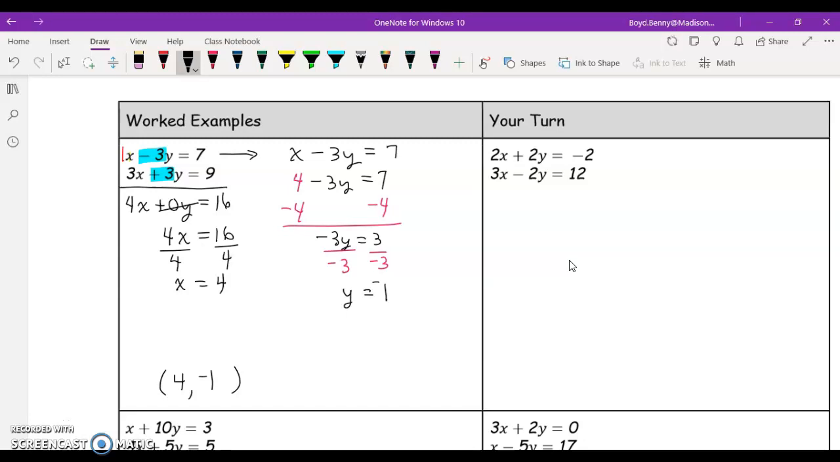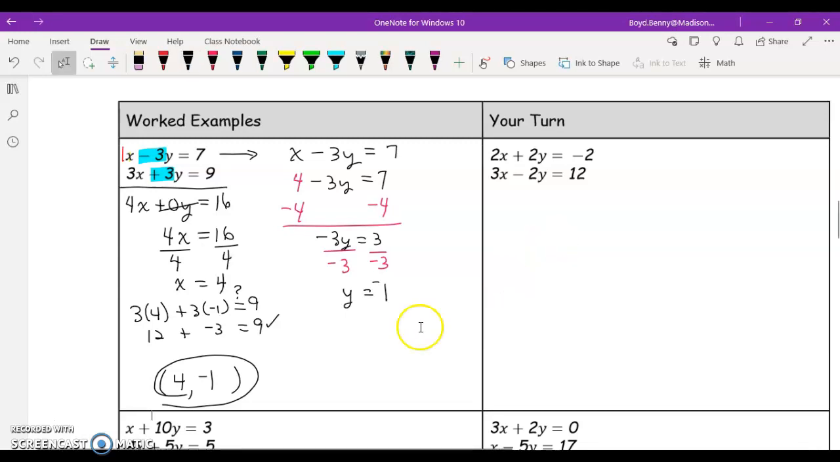Let's check it in the other equation and make sure. So, question is 3 times 4 plus 3 times negative 1, does that in fact equal 9? Let's put a question mark here to see. Okay, well 3 times 4 is 12 plus negative 3. Does that equal 9? Well, yes it does. So that tells me this is my solution. Okay? All right, so I'd like for you guys to go ahead and try the your turn. Pause the video, please. Give that one a shot and then check in later.